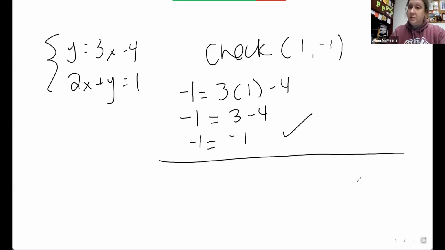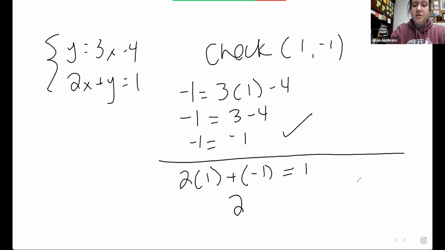We would now just do the same thing for the second equation. So I get 2x, but x is 1, plus y, which is negative 1, equals 1. So what I really get is 2 minus 1 equals 1. Well, what is 2 minus 1? It's 1. So this ordered pair satisfies both equations, therefore it's definitely the solution, okay?